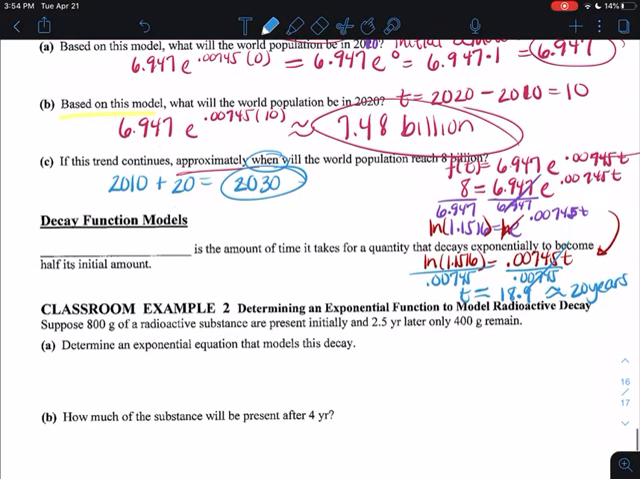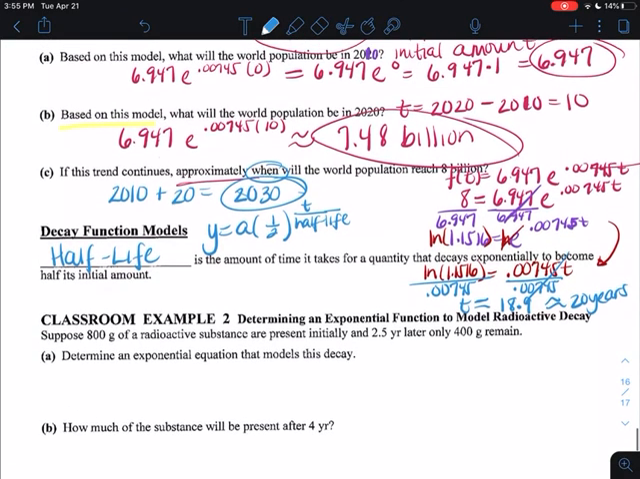All right, decay function. So we have a half-life function. So this is half-life. Half-life is the amount of time it takes for a quantity that decays exponentially to become half its initial amount. The half-life formula is y equals a times 1/2 to the t over the half-life time. Okay, so a is going to be your initial amount. 1/2 is that decay factor. t is going to be the time divided by whatever the half-life time is.